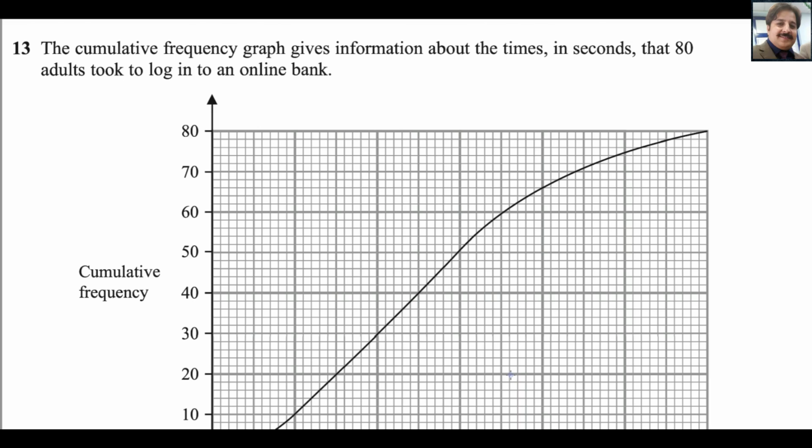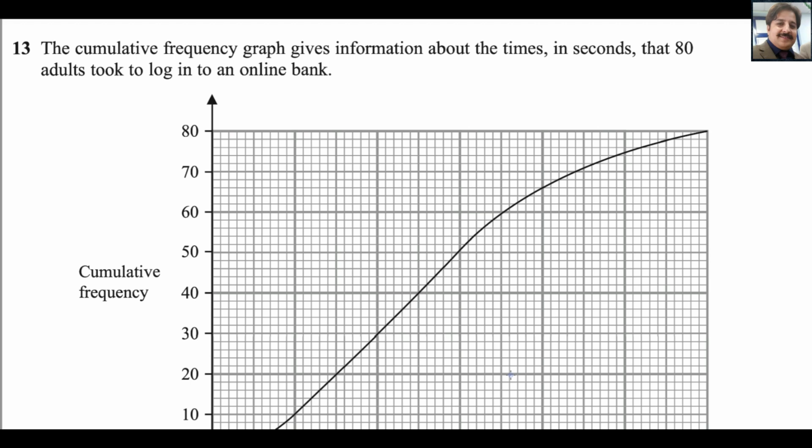This is question number 13 from the IGCSE Pearson Edexcel exam for P1. It was taken in October 2023. In this video, I will answer for you from question number 13 to 18. Let us start with question number 13.